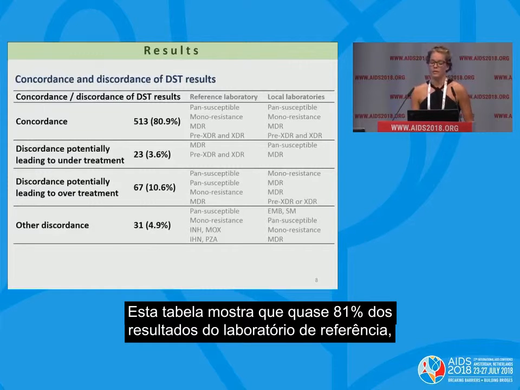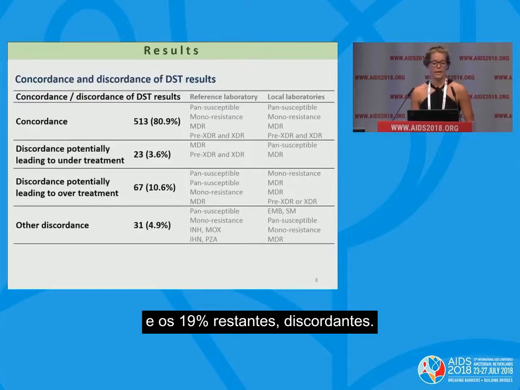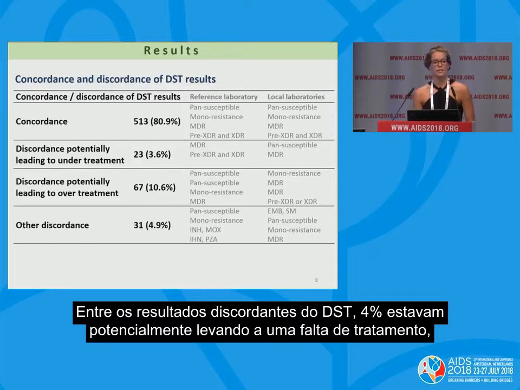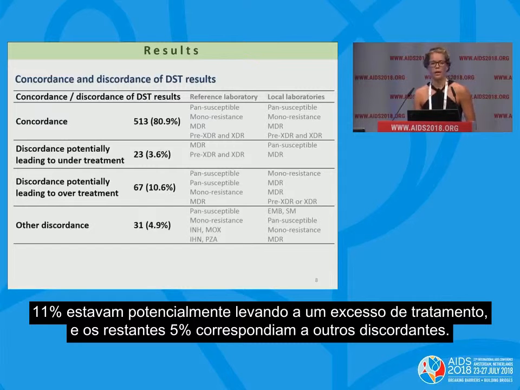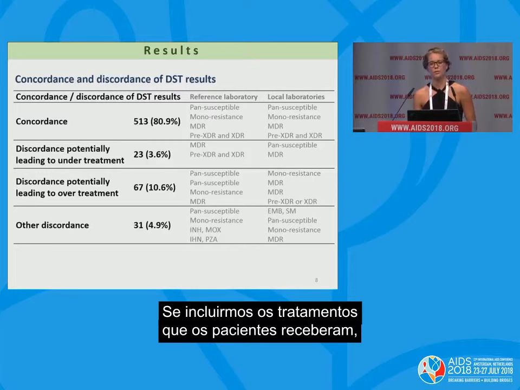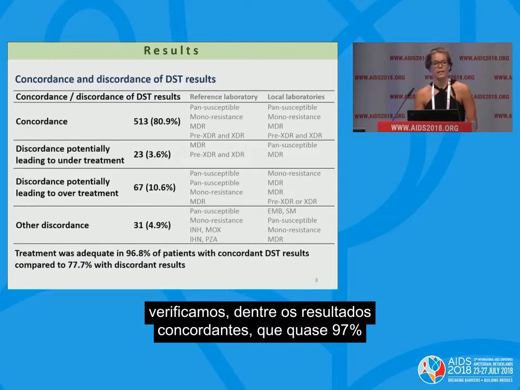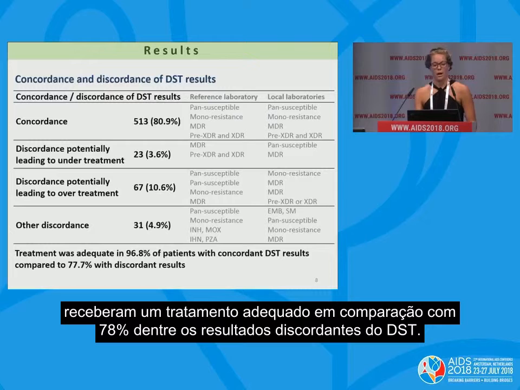This table shows you that almost 81% of the results from the reference laboratory compared to the local laboratories were concordant, and the remaining 19% were discordant. Among the discordant DST results, 4% were potentially leading to non-treatment, 11% were potentially leading to an over-treatment, and the remaining 5% were other discordants. On the right-hand side, you can see some examples. If we include the treatment which the patients received, we found among the concordant results that almost 97% received an adequate treatment compared to 78% among the discordant DST results.